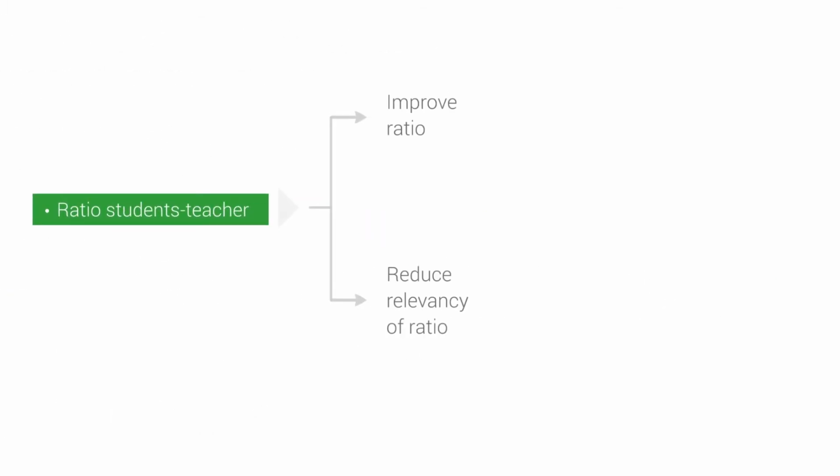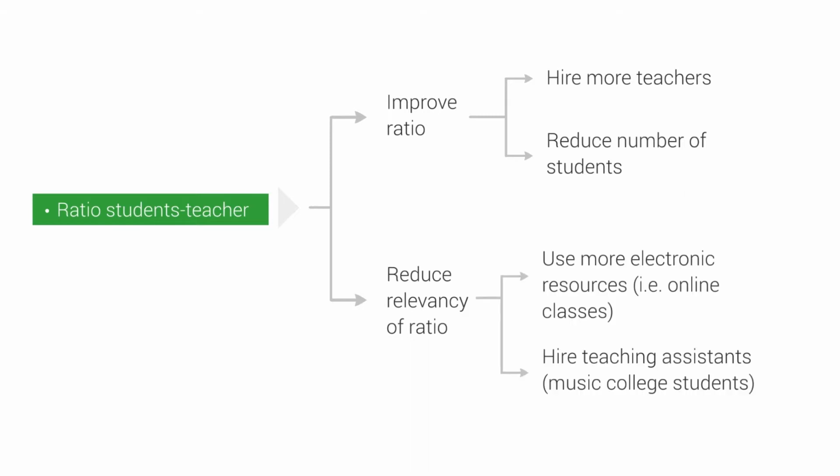There are 2 options here that you could suggest. 1, improve the ratio, either by hiring more teachers or by reducing the number of students. Or 2, reduce the relevance of the ratio by using more electronic resources, that is, online classes, or by hiring teaching assistants who could be music college students. As always, the interviewer is your asset. You run these options past the interviewer and get feedback. The suggestion to improve the ratio is shot down. But there is a ready acceptance of the other 2 solutions to make the student-teacher ratio less relevant.